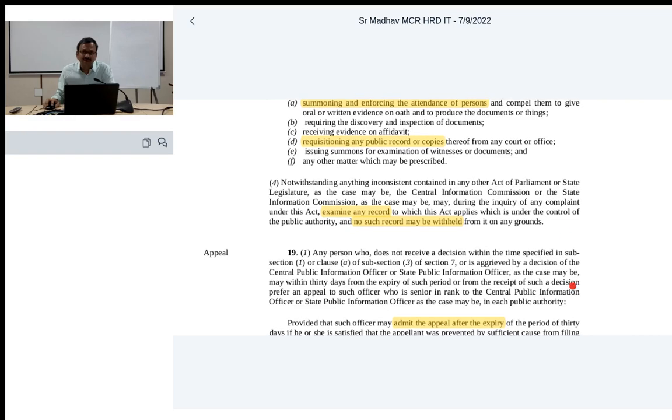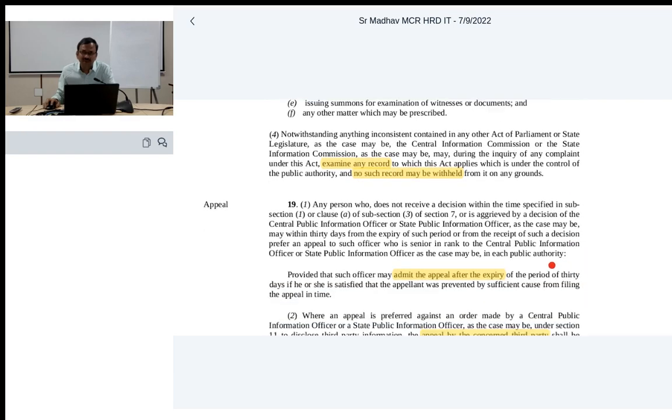And we now go to the appeal mechanism. Section 19 deals with the various appeals which can be preferred under the Right to Information Act.